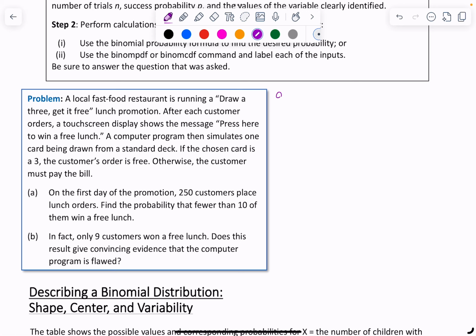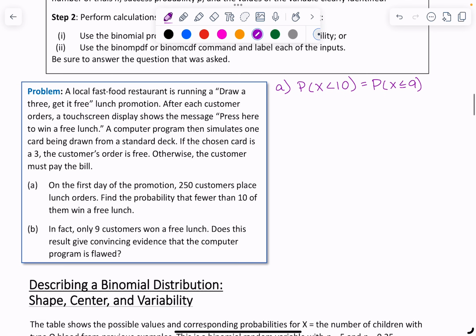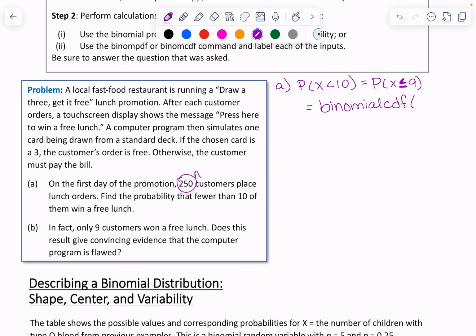Okay, so part A, I need to find the probability X is less than 10. So for my calculator, I need to change it to a less than or equal to. And if 10 is not included, that means the biggest number included is 9. So I'm going to do binomial CDF in my calculator because it says less than or equal to. Your calculator is going to ask you, what is n? What is your number of trials? 250 is my number of trials.